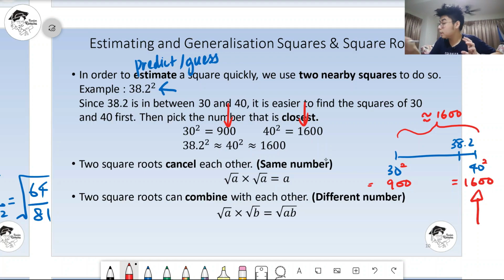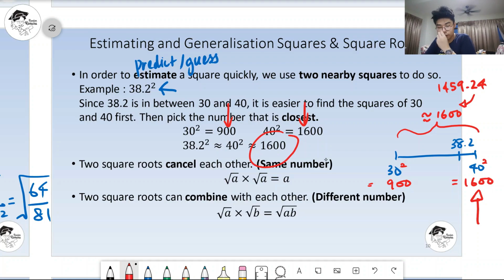Just now the correct answer was 1459.24. Is very close, correct or not? That means 1459.24 is closer to 1600 than 900. So we will pick the answer as about 1600. Okay, so the next point: two square roots can cancel each other of the same number.